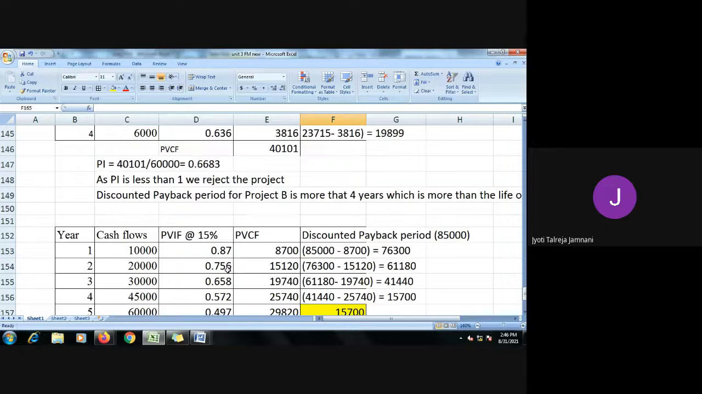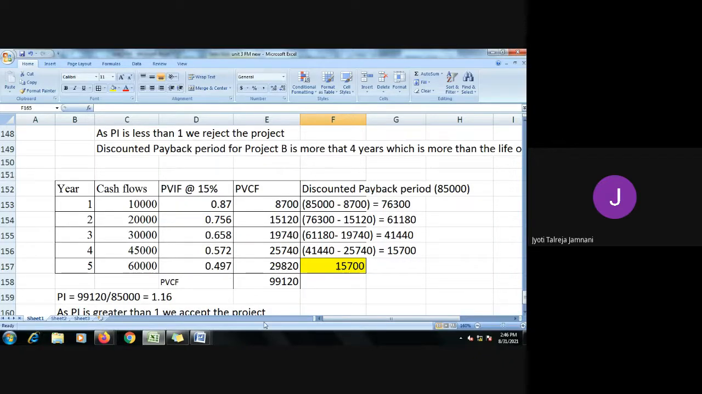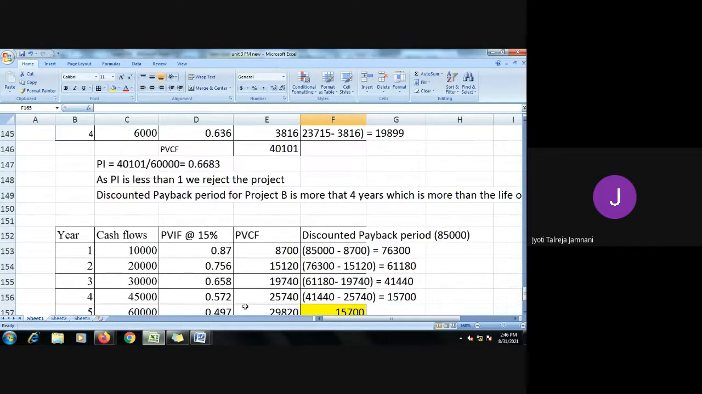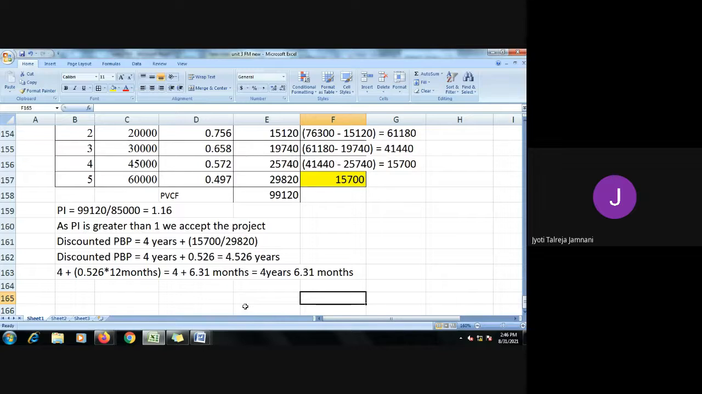Do you have any doubts in this problem? Anybody having any doubts? Was it clear how we did discounted payback period? Yes, ma'am.